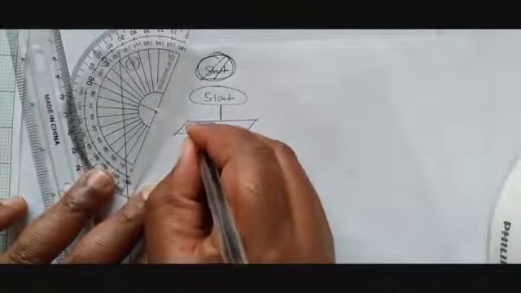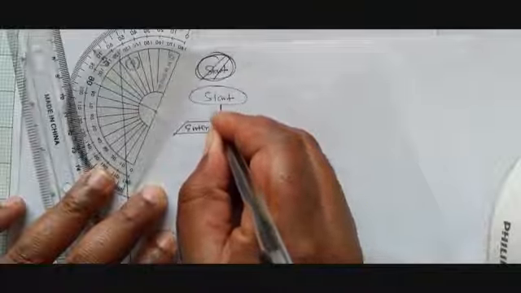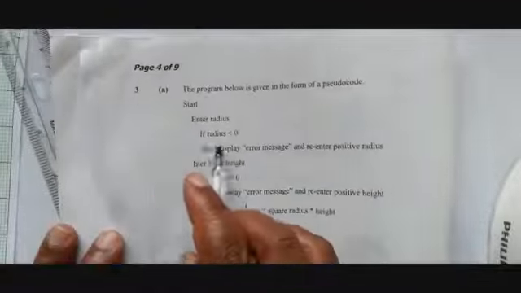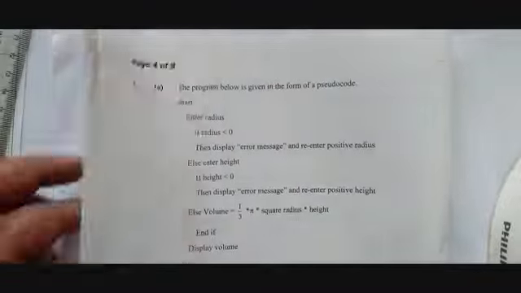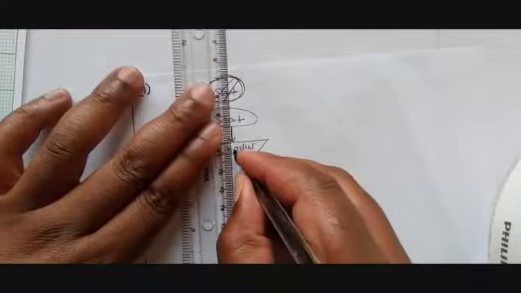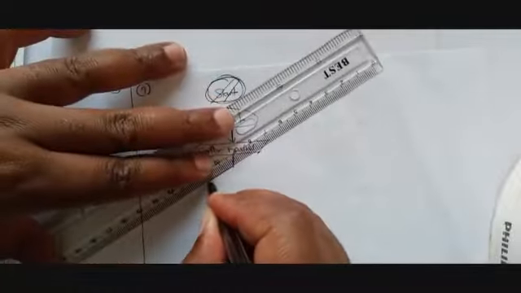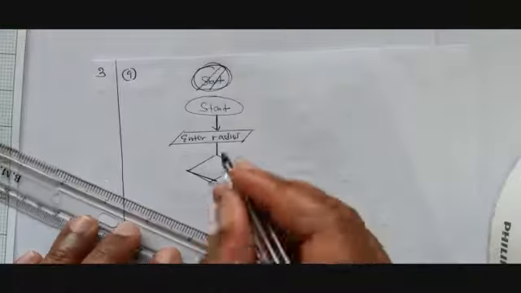Say enter radius. After this, we have a condition. If a condition demands that we bring in a decision box, or what we call the diamond. So we are going to bring in a diamond, and this is how we are going to draw it.